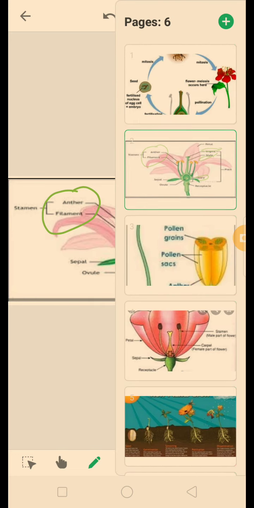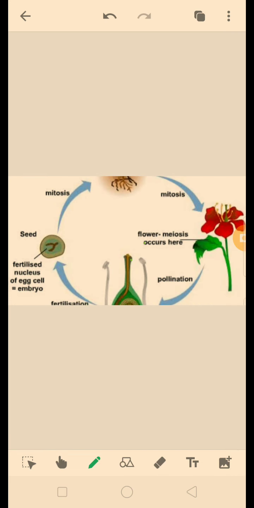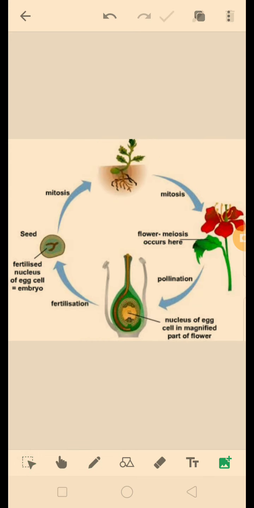Now let us see the next diagram. Yes, in this diagram you can see this is the cycle. How does it take place? So there is a plant, and it undergoes cell division. Cell division is of two types, mitosis and meiosis. This you will learn in the higher classes. So after mitosis the flower is formed, then it undergoes pollination, then fertilization, a seed is formed, and then from the seed comes the development of the new plant.